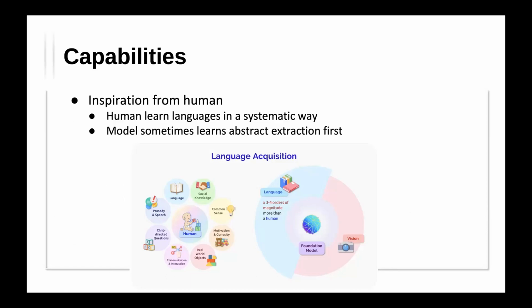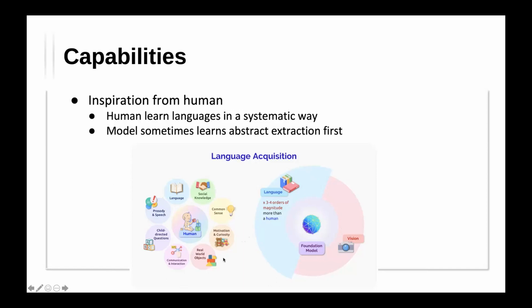And when they think about the future, they propose to take inspiration from humans, because the graph here shows the difference between how a human learns a language and how a foundation model learns a language. For humans, we have different inputs like social knowledge and common sense. So basically, we have a structured, more multi-modal kind of learning.